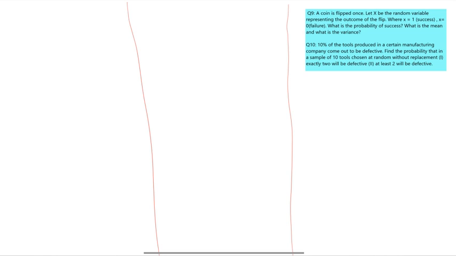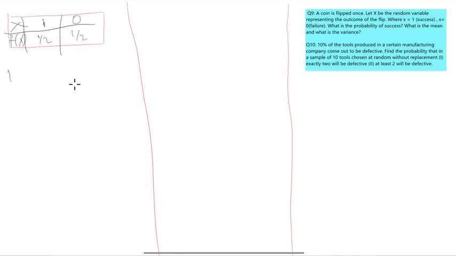So now to find the mean, let us draw our table very quickly. So let me change this back to black. Alright, so our table, here we have x and here we have f of x, right? Now we have just two outcomes, the first one where x is 1 representing success and where x is 0 representing failure. So the probability of success is 1 over 2 and the probability of failure is also going to be 1 over 2.